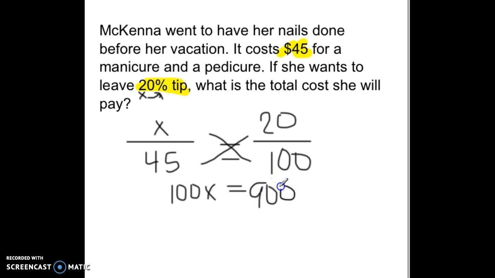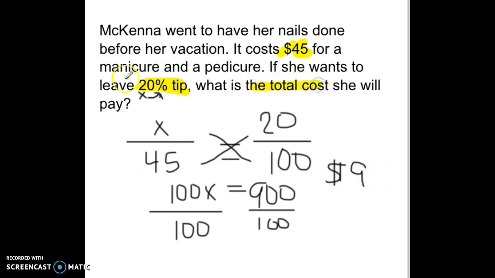If you want to get a calculator and use it, you might want to ask your teacher. They might let you. Now we have a one-step equation, so I'm going to divide both sides by 100 to get X by itself. And when I do that, I find out that McKenna is going to leave a $9 tip. But let's go back to what the question asked. The question says, what is the total cost? So we'll take that $9 tip, add the $45 from the original amount, and we get a total cost of $54. So she'll pay a total of $54 for her manicure and pedicure.